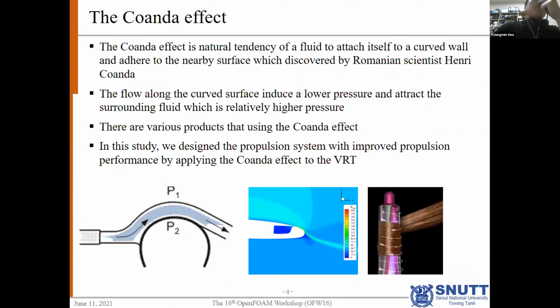Meanwhile, the Coanda effect is the natural tendency of a fluid to attach itself to a curved wall and adhere to a nearby surface, which was discovered by the Romanian scientist Henri Coanda in 1931. The flow along the curved surface induces a lower pressure and attracts the surrounding fluid, which has relatively higher pressure. In real life, there are various products that use the Coanda effect. In this study, we designed a propulsion system with improved propulsion performance by applying the Coanda effect to the VRT.